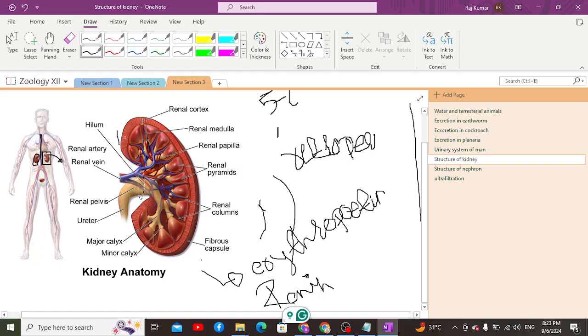This is the concave side, that is the convex side, and alongside that, this is the convex and this is the concave side.